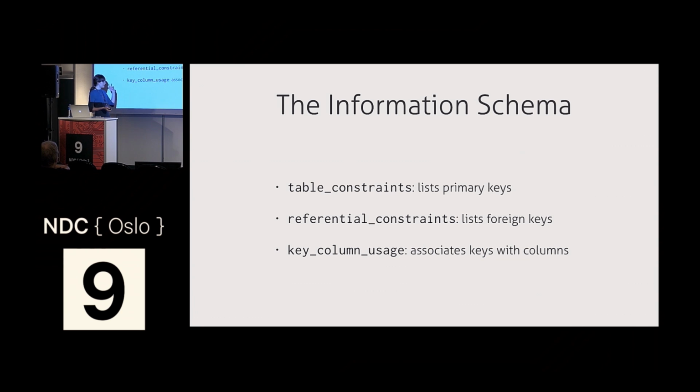But for us, there are 3 specific items we're interested in. Table constraints gives us all the primary keys in the entire database. Referential constraints do the same for foreign keys. And finally, key column usage tells us for a certain key which columns actually make it up in a given table.